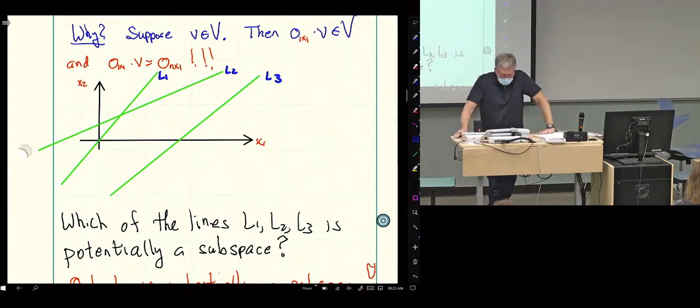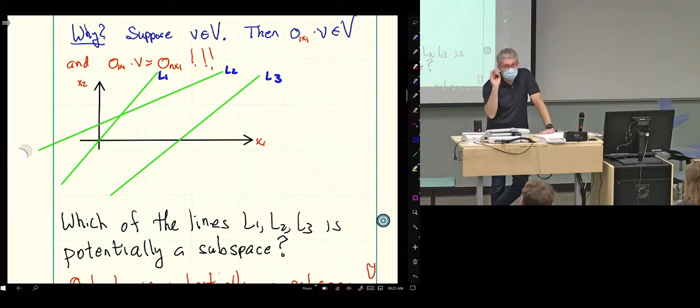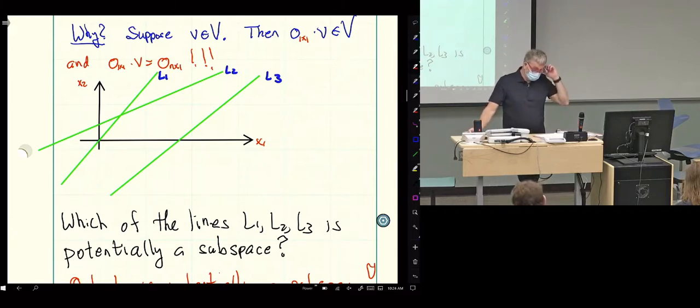So here's a really good quiz question over this. All lines in R2 define subspaces. The answer is false. In fact, only lines that pass through the origin define subspaces. So the intercept has to be 0. Any slope is allowed, so there's an infinite number of them, but there's only ones with 0 y-intercept.